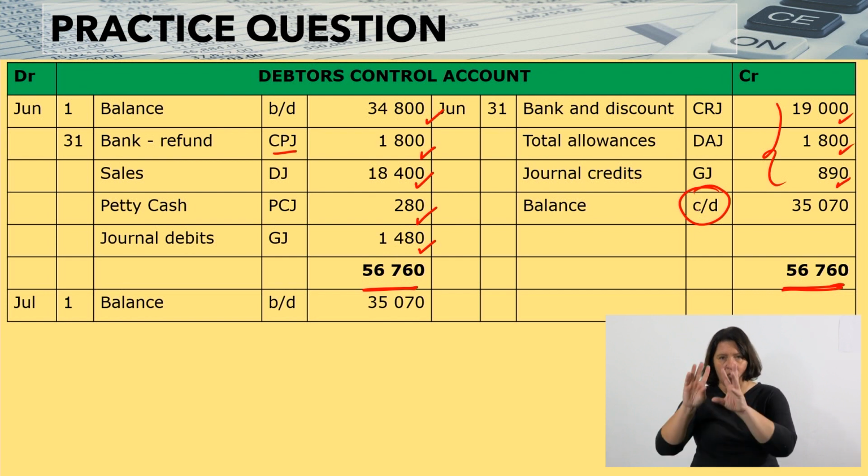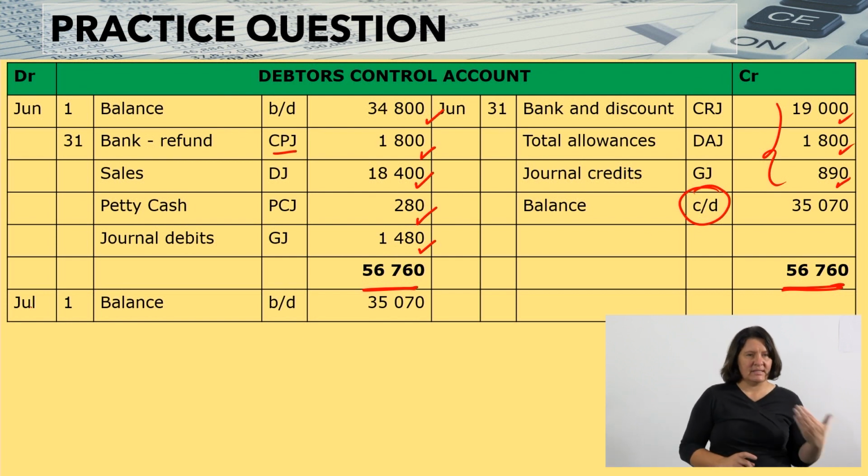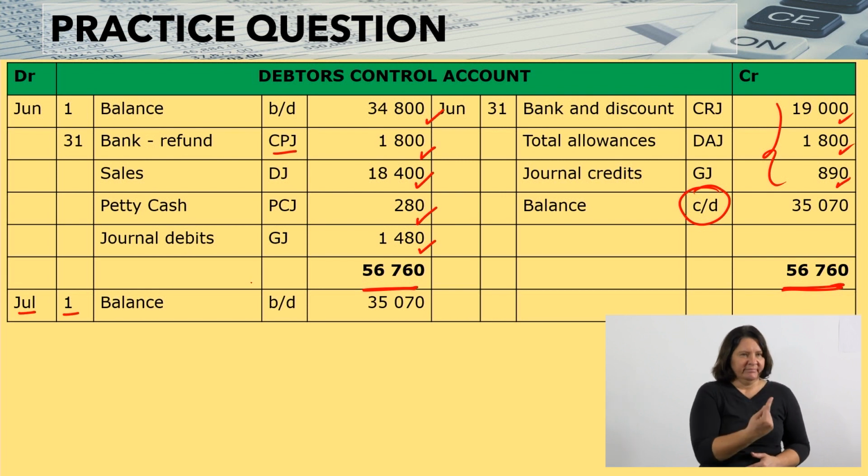Balance carried down. Therefore, we bring it to the debit side, July the 1st, balance brought down 35,070.